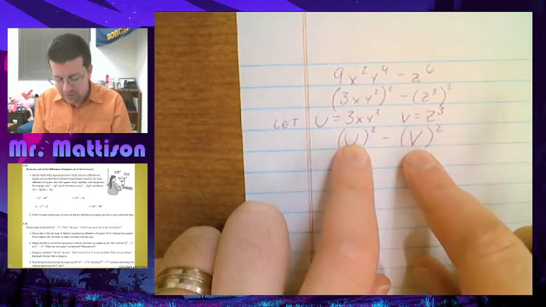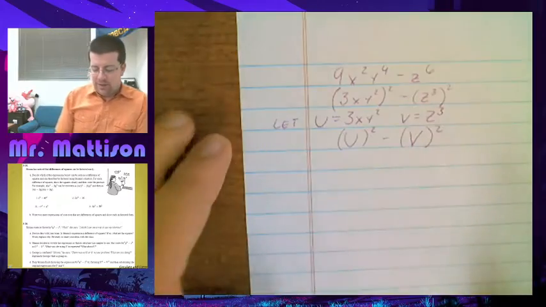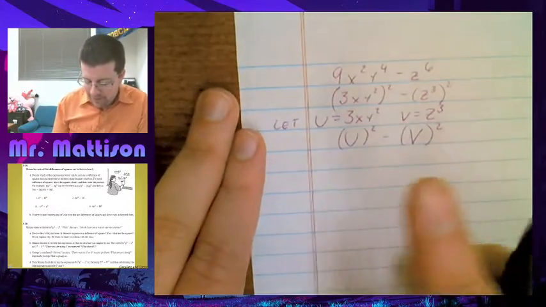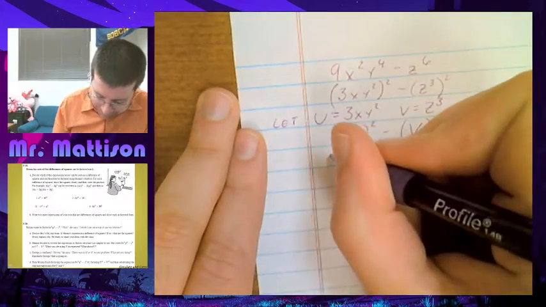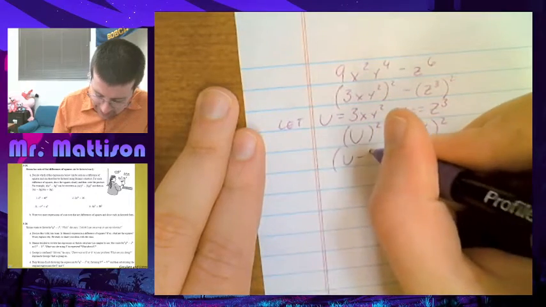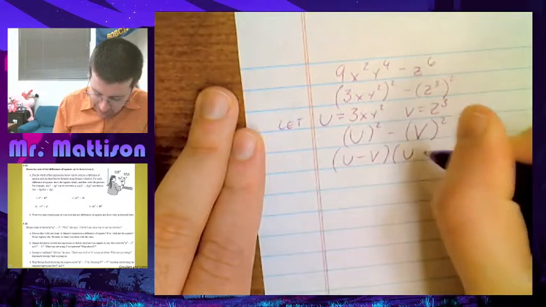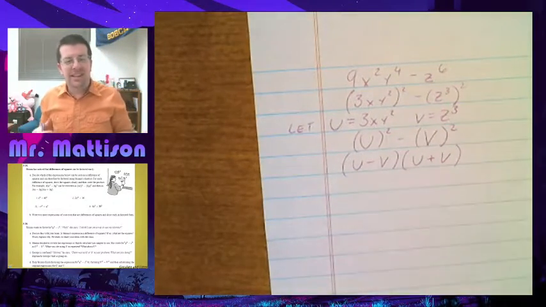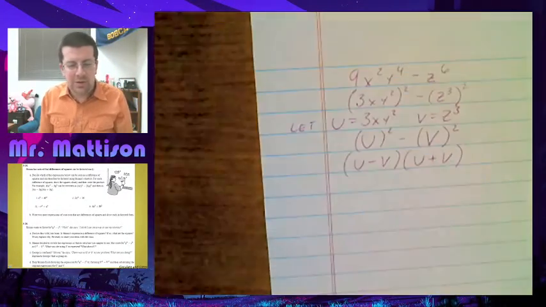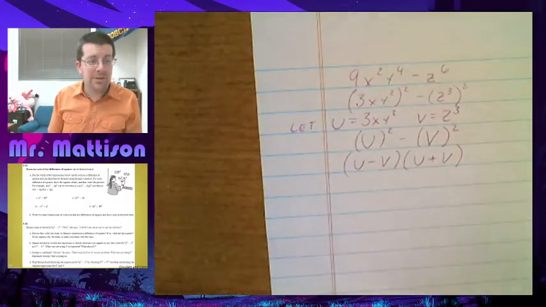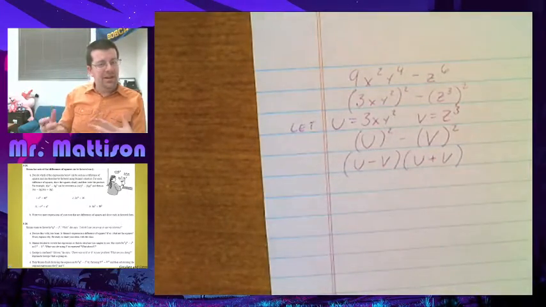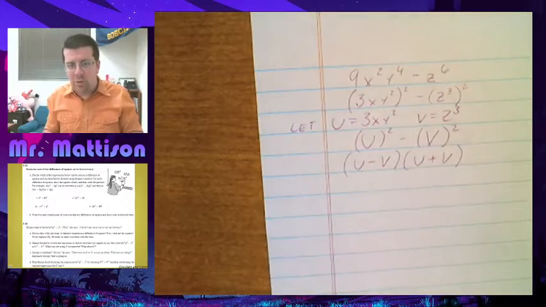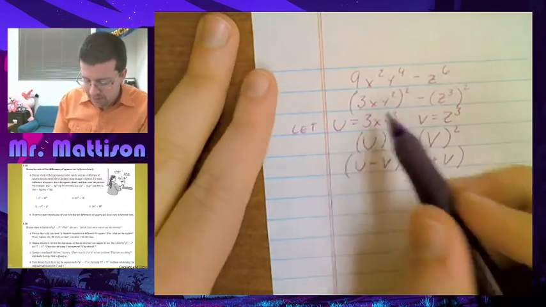Now I get u squared minus v squared. So what I could do now is follow my pattern and say, well, this would be u minus v times u plus v. And I'm factored, right? It's a little bit easier to factor in this u and v form than it is in the kind of ugly form. Now, once I'm done with the factoring, I did all the quote unquote hard part when it was in u's and v's. Now I can plug those back in.